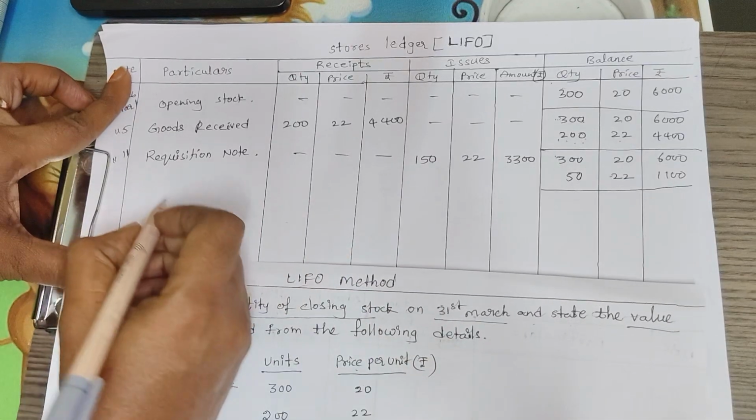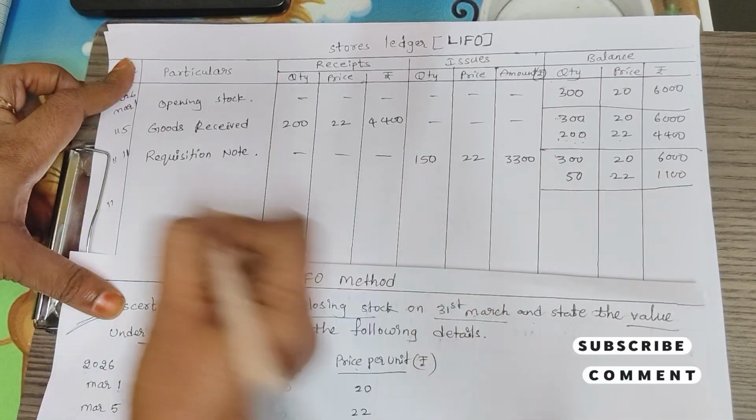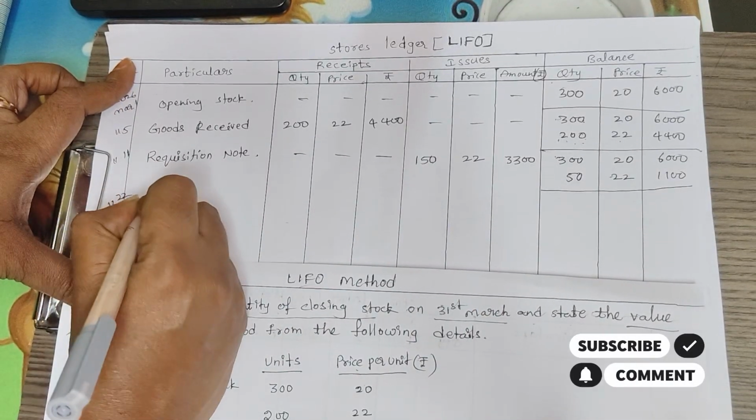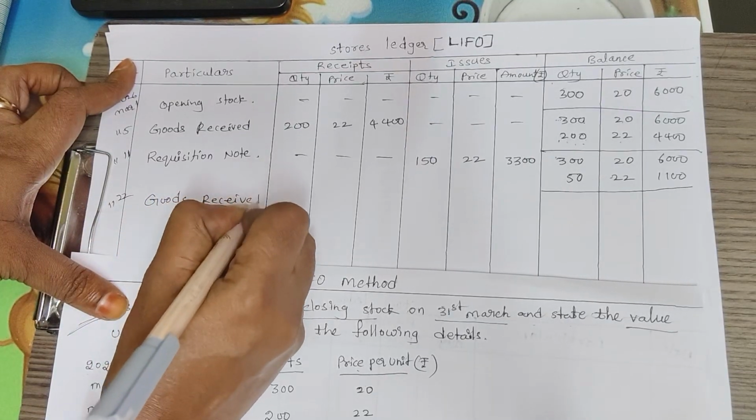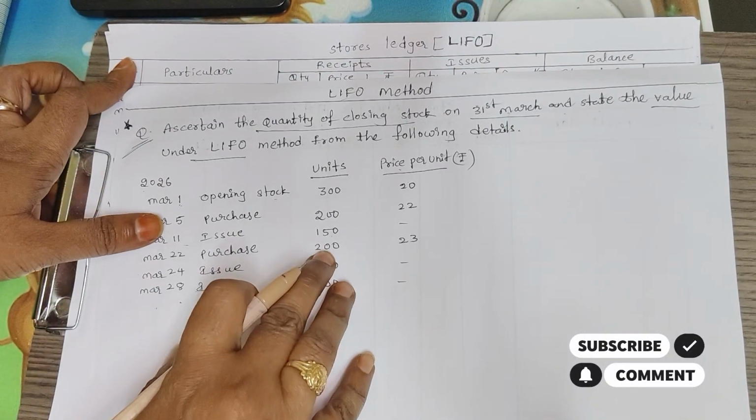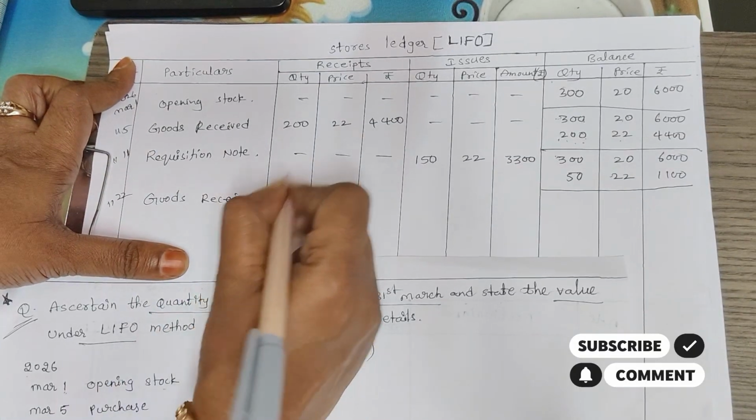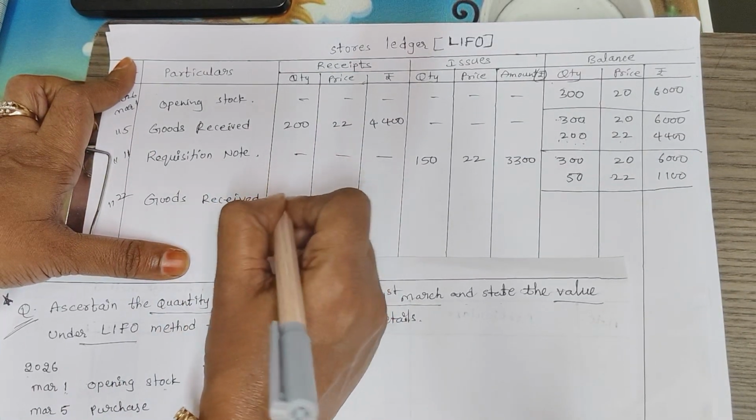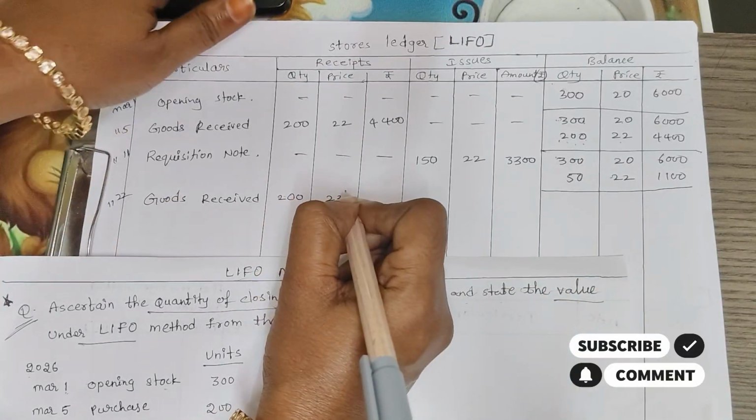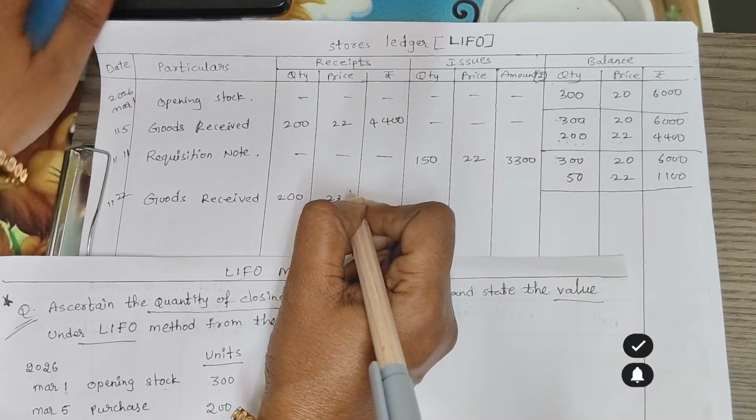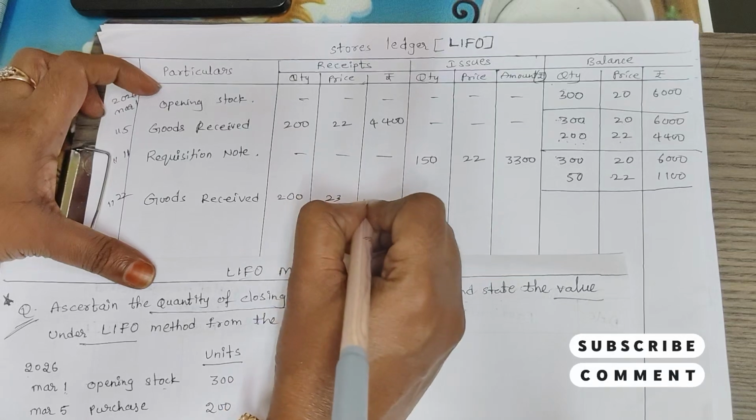Okay. And next, purchase 200 units at the rate of 23. So at the time of purchase, what we should write? Goods received. Okay. So how many goods we received? 200 units at the rate of 23. At the time of goods received, we are writing in the receipt column. 200 at the rate of 23, 4,600.